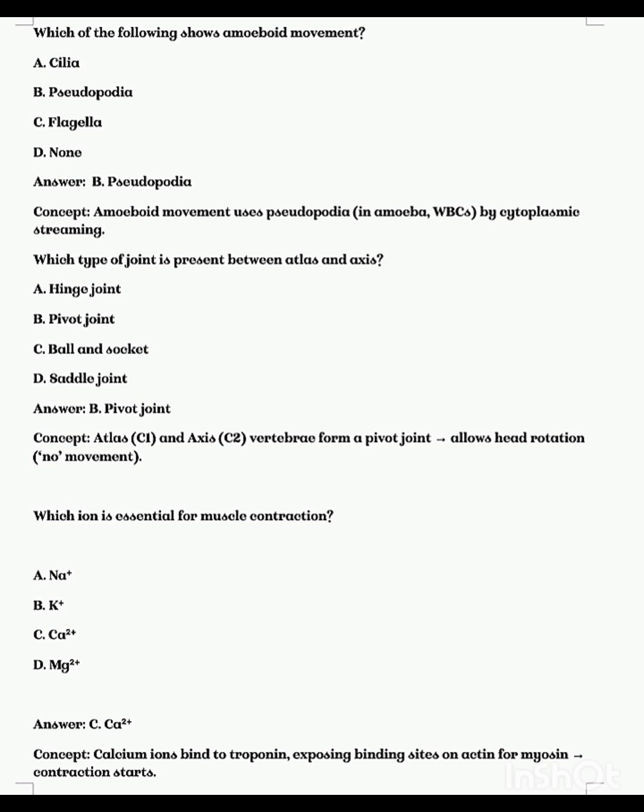Which ion is essential for muscle contraction? A. Na+, B. K+, C. Ca2+, D. Mg+. Answer C. Ca2+. Concept: calcium ions bind to troponin, exposing binding sites on actin for myosin.